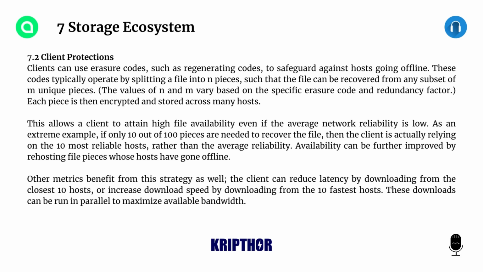As an extreme example, if only 10 out of 100 pieces are needed to recover the file, then the client is actually relying on the 10 most reliable hosts, rather than the average reliability. Availability can be further improved by rehosting file pieces whose hosts have gone offline. Other metrics benefit from this strategy as well. The client can reduce latency by downloading from the closest 10 hosts, or increase download speed by downloading from the 10 fastest hosts. These downloads can be run in parallel to maximize available bandwidth.